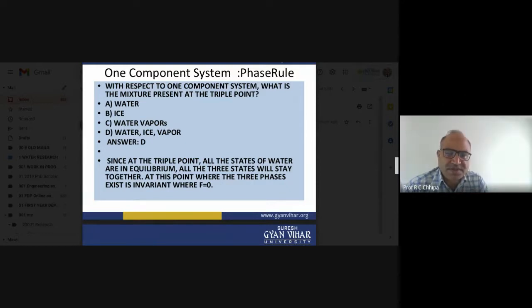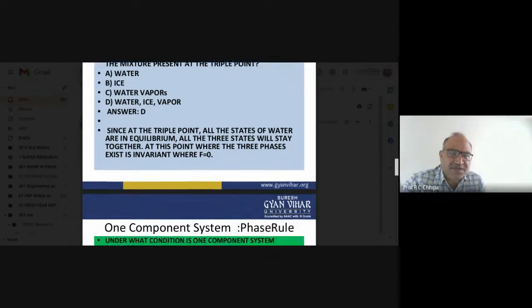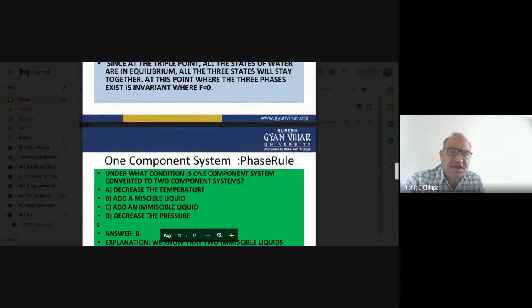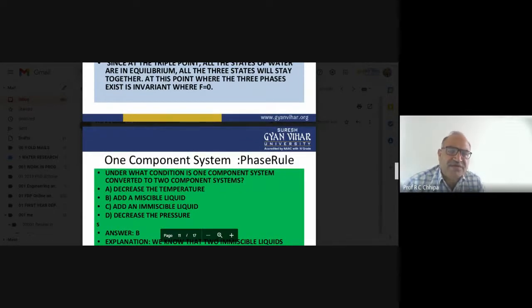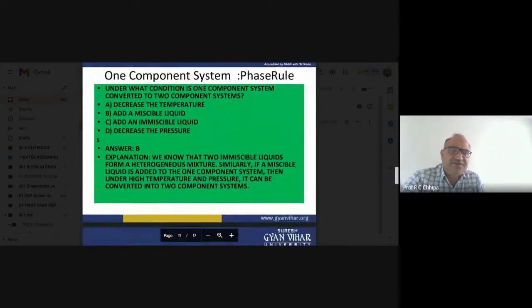Since at the triple point all the states of water are in equilibrium, all the three states will stay together at this point where the three phases exist. So it is invariant, where the degree of freedom is 1.